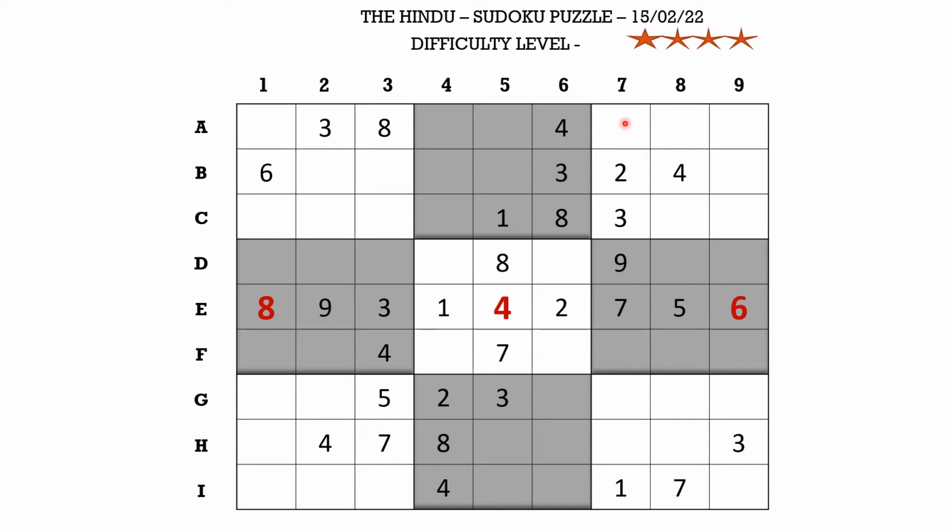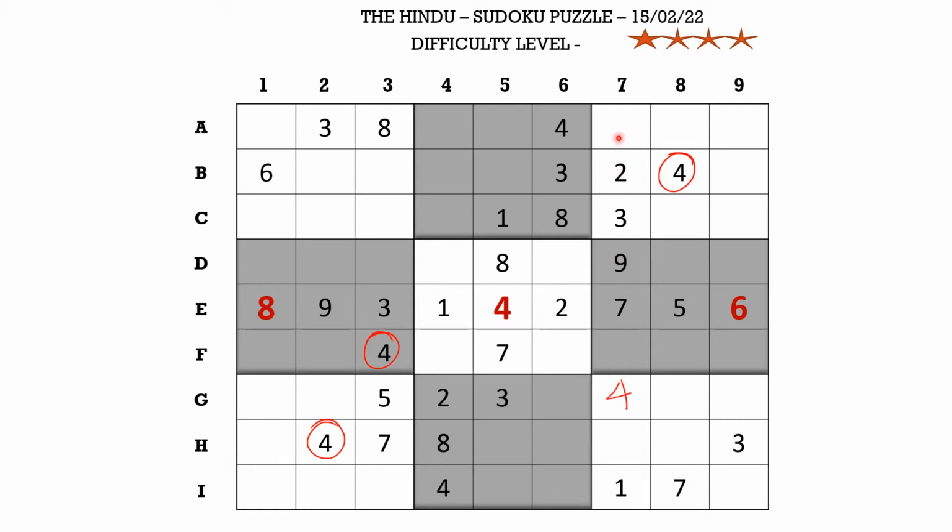Let's try to fill column 7. There is a 4 here which blocks this cell, and there is a 4 here in H row which blocks this cell, and there is a 4 in F row which blocks this cell. So G7 is the only cell where 4 can go.